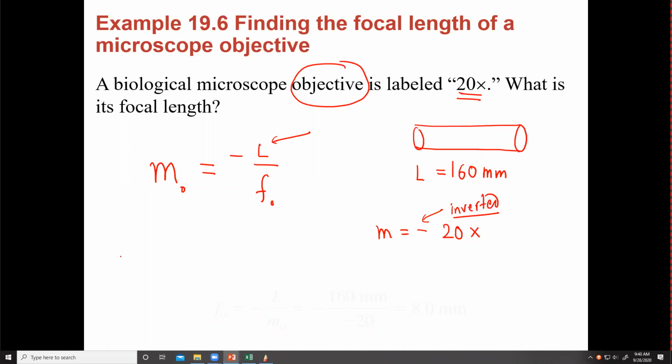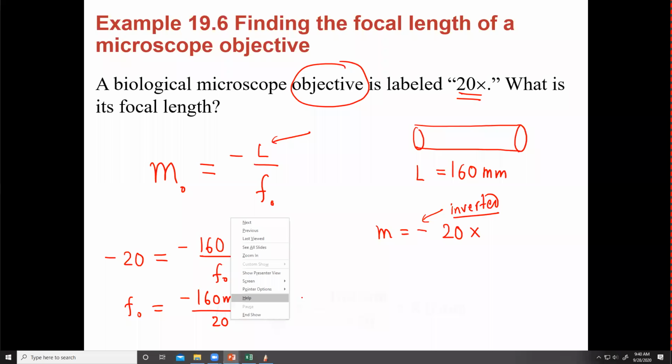So our magnification is minus 20 times, and tube length is 160 millimeters, and over F naught. So F naught would be minus 160 millimeters over minus 20, 20 only. So that gives me minus, and minus also cancel. So 8 millimeters. Okay, so the focal length of the objective here is 8 millimeters.